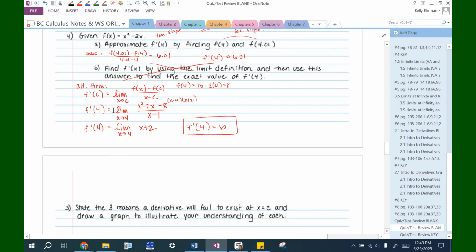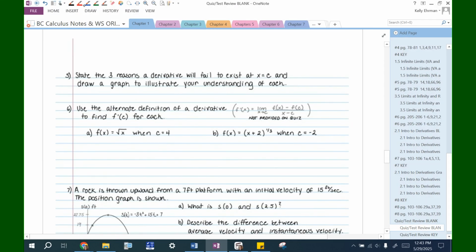You could find the equation for f prime of x and then plug 4 into it. But remember, this is what you should use if you're evaluating a derivative at a number. You can't use this form if your goal is to find f prime of x. But if your goal is to find f prime of a number, use this form always.